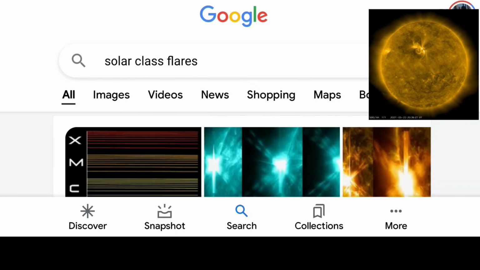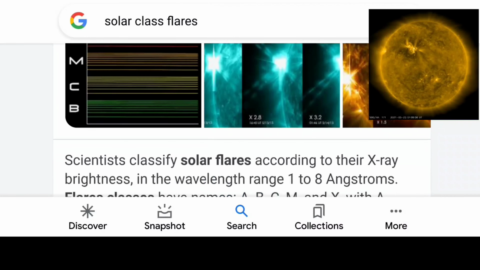Today, we got a report on solar class flares because we're going through a geomagnetic storm right now. We're having issues from the sun, and the solar cycle is becoming pretty active. We're going to run through the different class flares for you. And they go as follows.